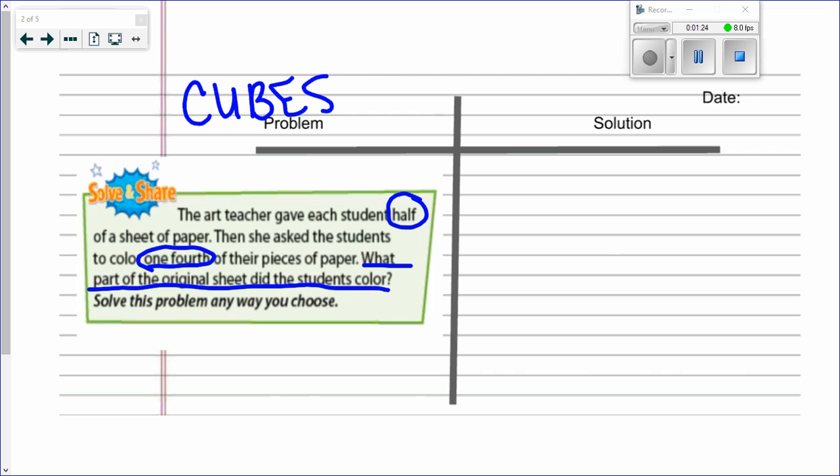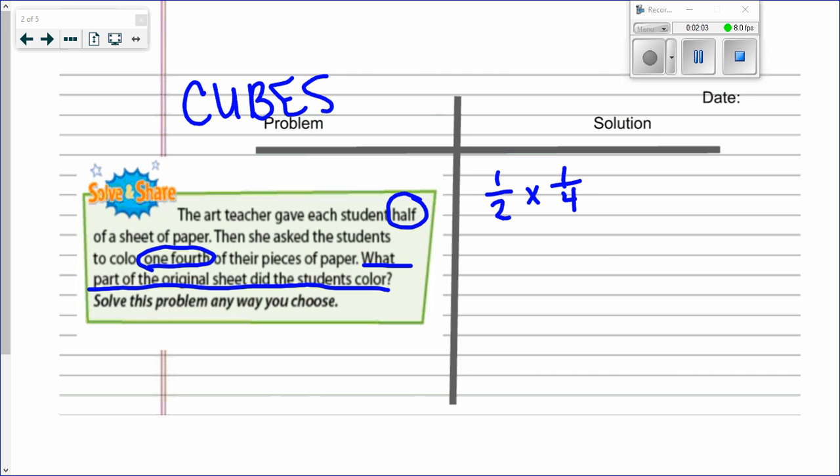All right, the first thing that I am going to do after I've gone through CUBES and I've visualized what I'm actually doing in this problem: the art teacher gave me a half sheet of paper. She asked the students to color 1/4 of their piece of paper. What part of the original sheet did the students color? Well, I'm going to write down 1/2 and 1/4 as an equation. I'm coloring in 1/4 of half a sheet of paper. That's why 1/2 times 1/4 is the correct expression for this.